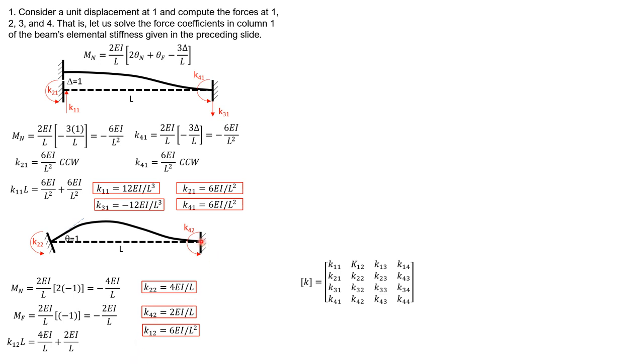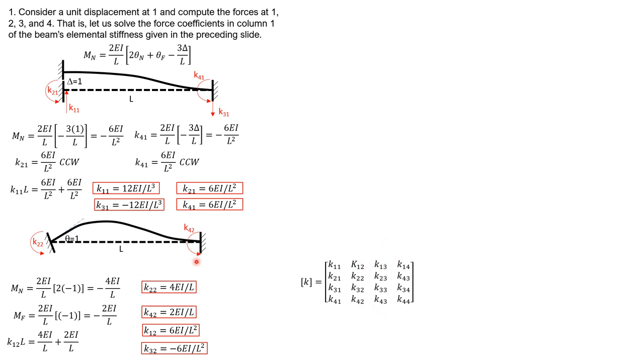Therefore, the reaction at the right end should be downward, opposite to the K12, to balance. Summation of forces Y equals 0. So K32 is negative 6EI over L squared. So we have derived the force coefficients of column 2, two columns more.